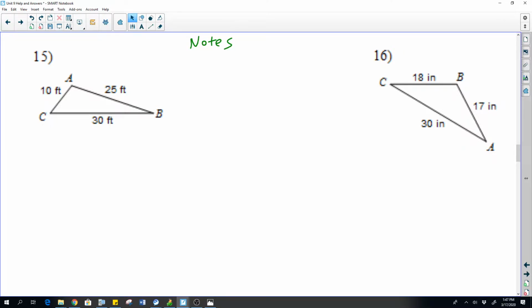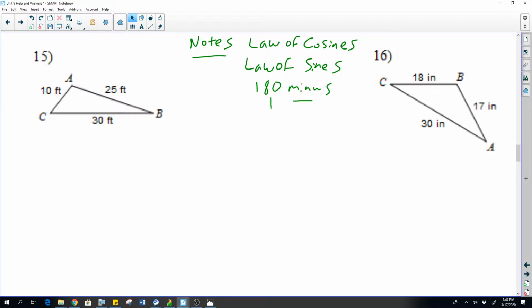For our notes, you want to say to use the law of cosines, the harder version, trying to find the angle. And then next, you'll do the law of sines. And then next, you'll just do 180 minus the 2 angles that you already have. Those are some good notes. So let's help you with number 15.